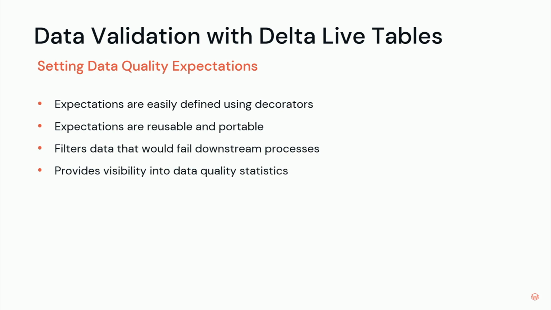So like the patient match API, for instance, certain APIs downstream, like patient match, require certain data types. So we flag data that doesn't meet those requirements, so we can filter that out so it doesn't fail downstream APIs and things of that nature. And Delta Live Tables also provides visibility into data quality statistics as we're processing these expectations.